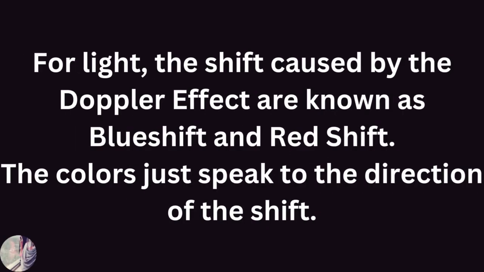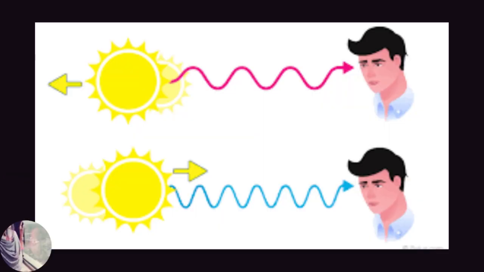For light, the shifts caused by the Doppler effect are known as blue shift and red shift. The colors just speak to the direction of the shift, meaning whether an object is moving towards us or away from us. Here in this picture, when a star is moving away from the observer, the observer observes red shift, and when a star is moving towards the observer, he observes the blue shift.